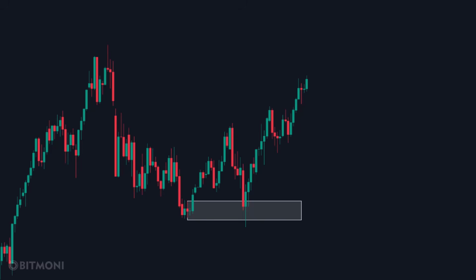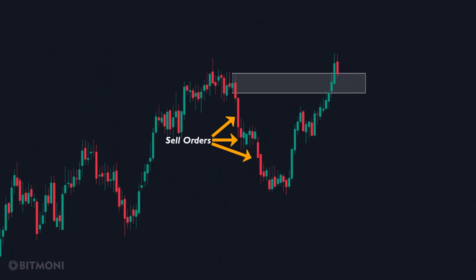Same thing applies to when they're looking to sell. They will place small sell orders to create a supply zone, causing price to move downwards. And when they need more buyers, they'll let the price break slightly above that zone.